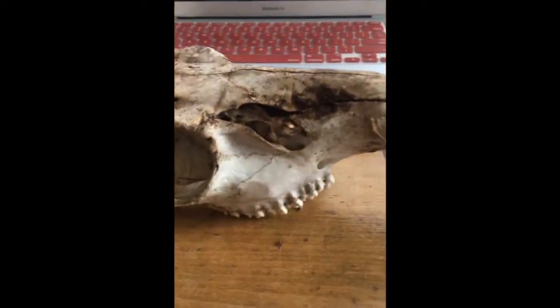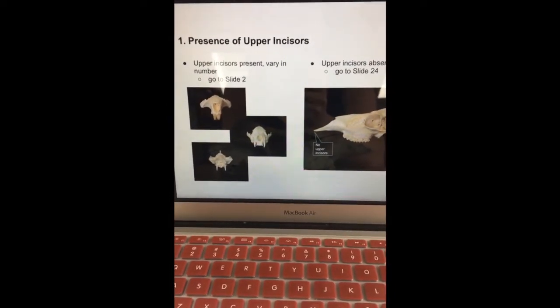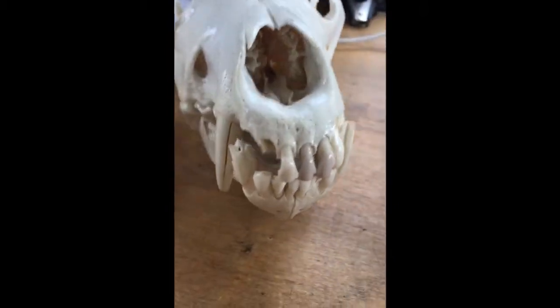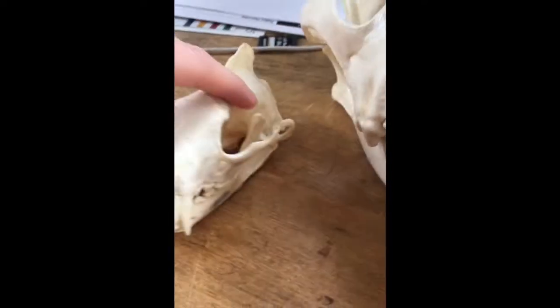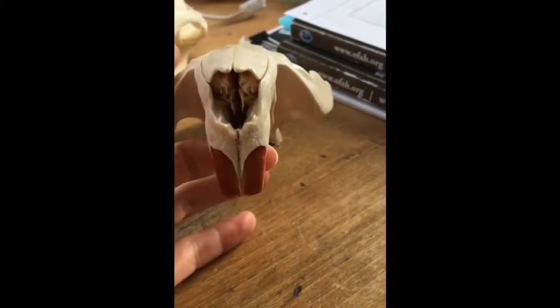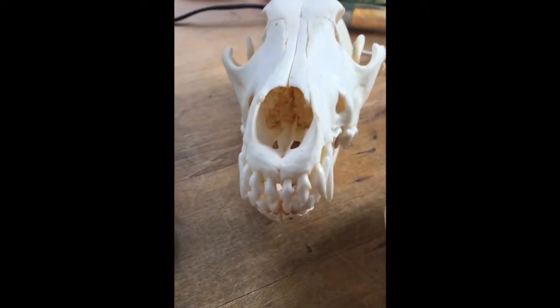So starting with this skull here, question number 1 says presence of upper incisors. Incisors are all of the teeth between the canine teeth. So this skull here has teeth all along the front. This one has incisors. This skull has large incisors at the front, and then this skull also has incisors.